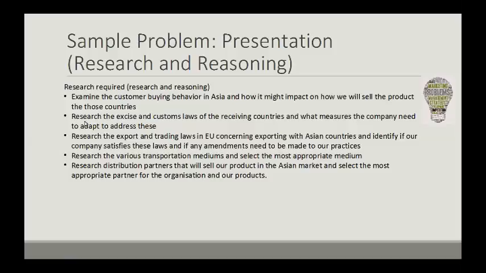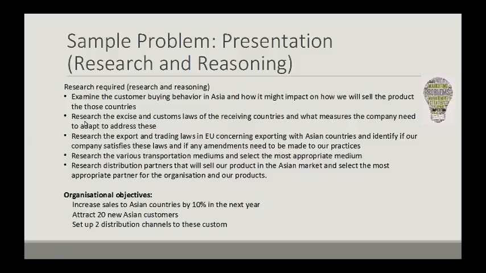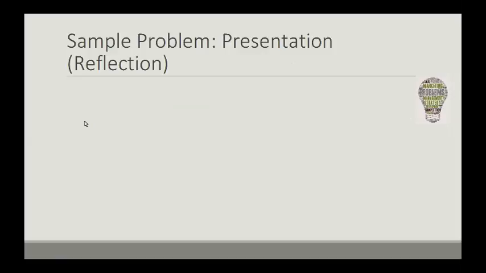They need to look at different distribution partners that will sell the product in the Asian market and select the most appropriate partner for the organisation and the company's products. The organisational objectives are to increase sales to Asian countries by 10% within the next year, attract 20 new Asian customers, and set up 2 distribution channels to these customers.